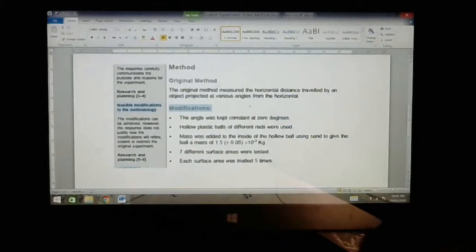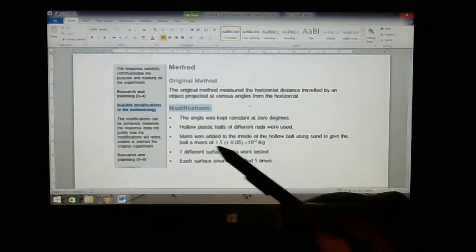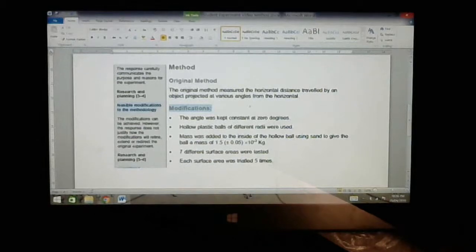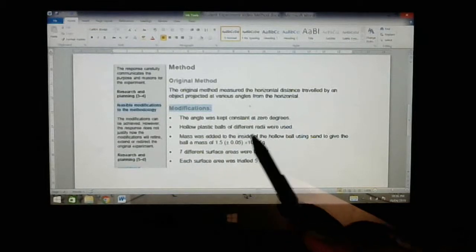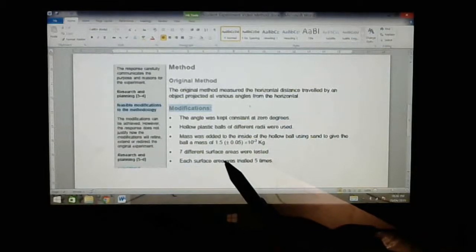Hollow plastic balls of different radii were used. Why? Radius affects surface area. Okay, you've learned about an equation like that in class. Mass was added. Why? We wanted to keep mass constant. So all this person really had to do to get a full mark on this was make subtle changes to explain why they modified this, to justify the modification.